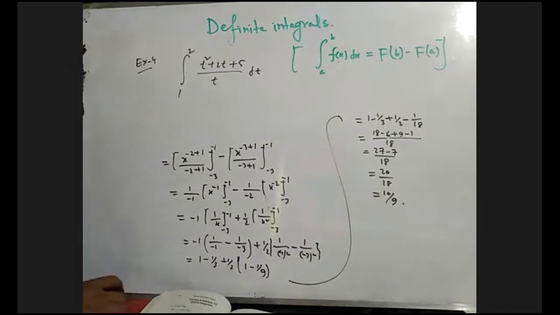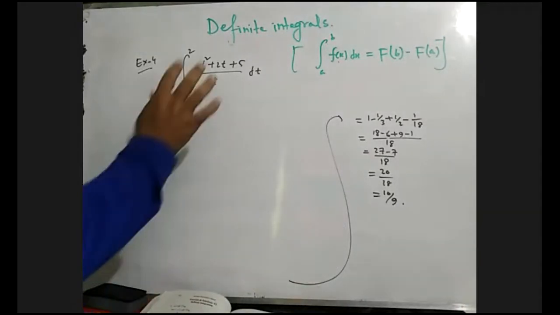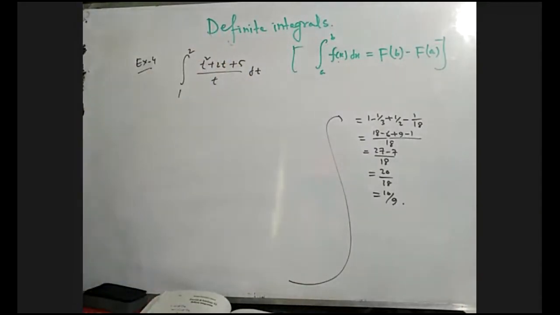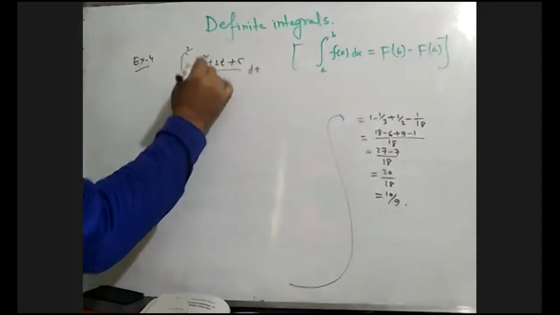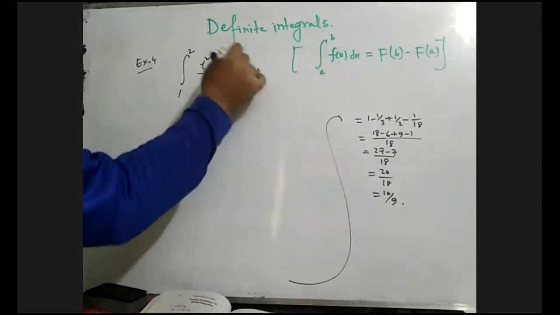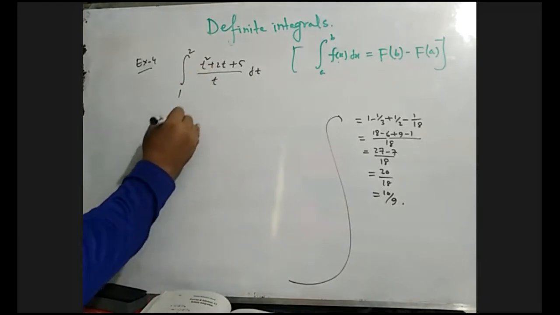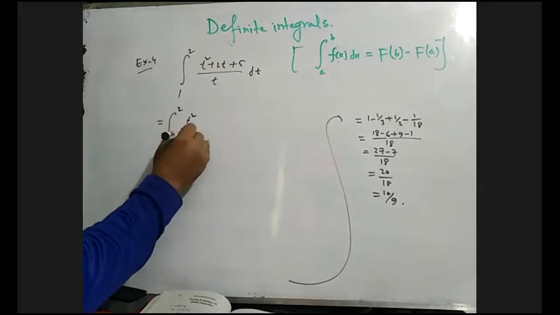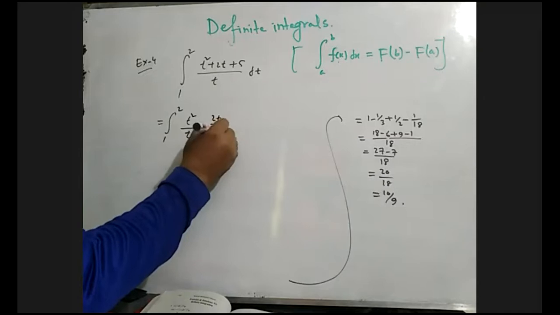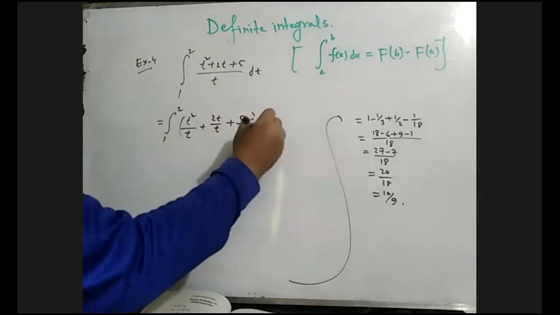Okay, now another example, example 4. This is actually with respect to t, because the functional variable is t. Limit 1 to 2, t square plus twice t plus 5 divided by t. That means this is a function of t, and t is the independent variable. So from 1 to 2, this can be written as t square by t plus twice t divided by t plus 5 by t, dt.